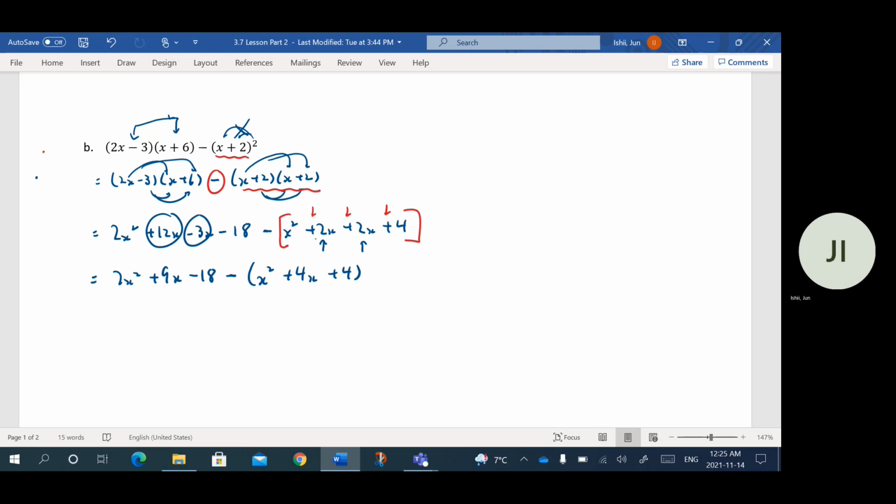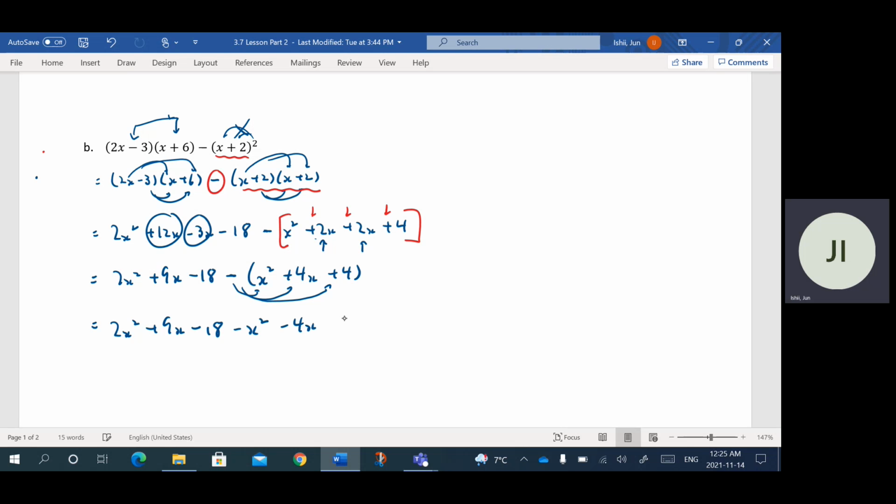All right, cool. So now we are again subtracting this expression in the brackets. If I want to get rid of the brackets, I can bring the negative into the brackets. So I've got 2x squared plus 9x minus 18, and then I have negative x squared, negative 4x, negative 4.